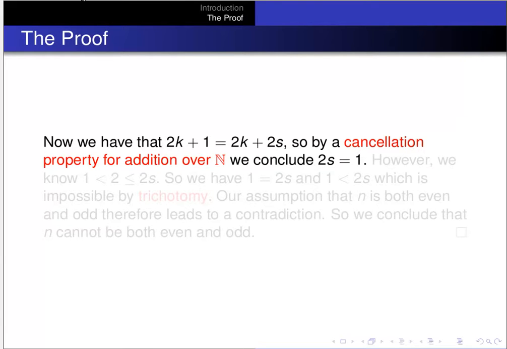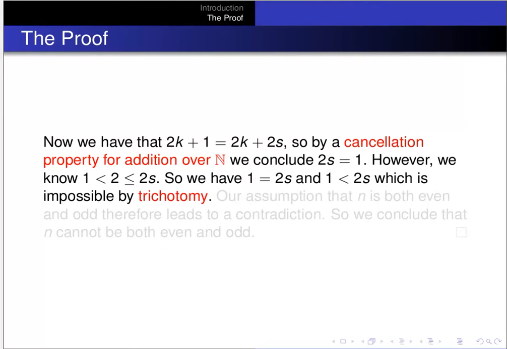But that's clearly impossible. We can't have that. We know that 1 is strictly smaller than 2, and 2s is greater than or equal to 2, since s is greater than or equal to 1. So in particular, we now have a problem. We've just proved that 1 is equal to 2s, but we know just from basic considerations that 1 is less than 2s. And so that means we have a contradiction to trichotomy. According to trichotomy, only one of the inequality or equality relations hold. So we have a contradiction here.